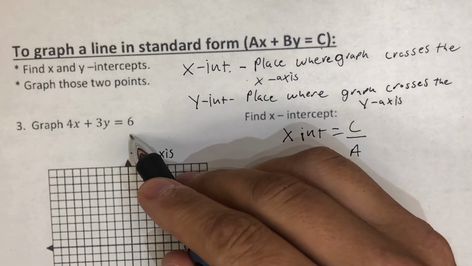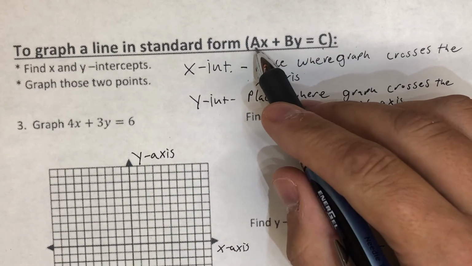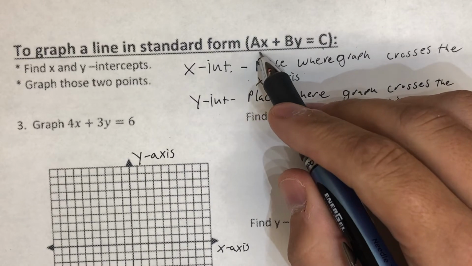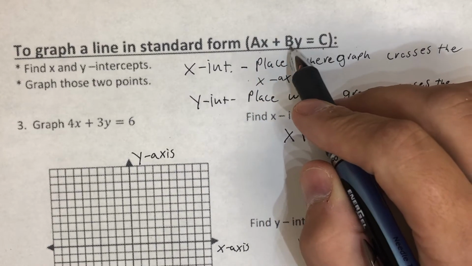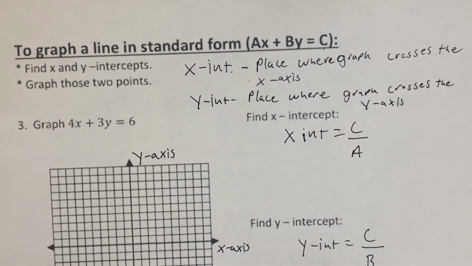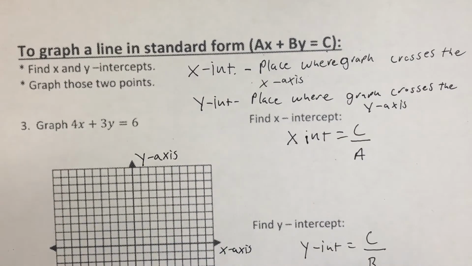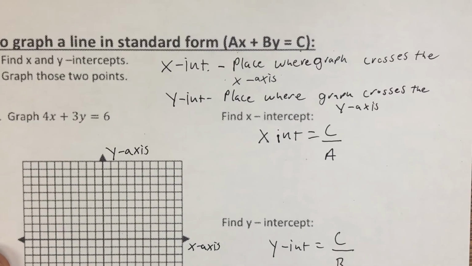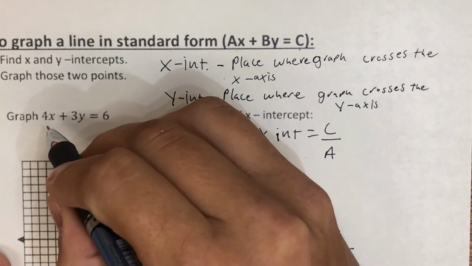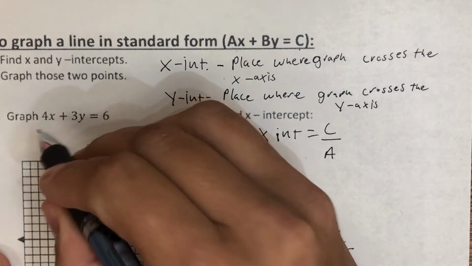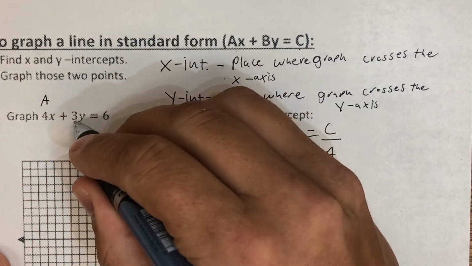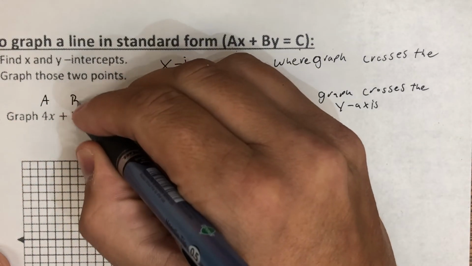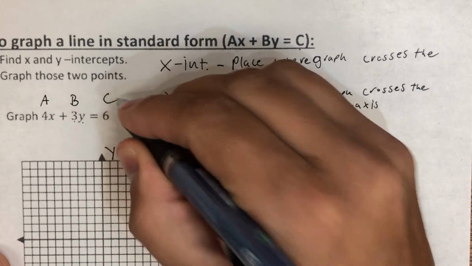So in this case, c is 6. A is the number next to the x, so that's the coefficient of x. And b is the coefficient or the number next to the y. All right, so before I start this process, I'm going to identify what a is, what b is, and what c is. So when I look at the standard form, well, number next to the x, that's a. Number next to the y, that's b. And the constant, the number by itself, is c.